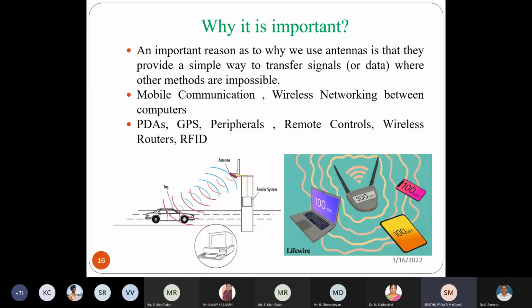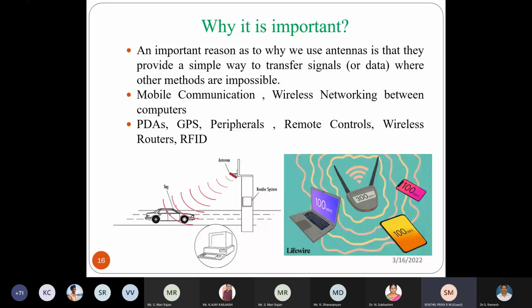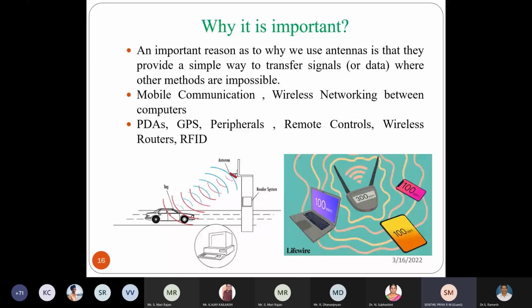I have given a small image here of an RFID tag. Nowadays in each and every car, we are using this RF tag, the FASTag. The FASTag is implemented, so nowadays we do not have to stand to pay the amount at the tolling system. The RFID reads the tag, and if you have already recharged, once you are traveling, the tag automatically deducts your amount.